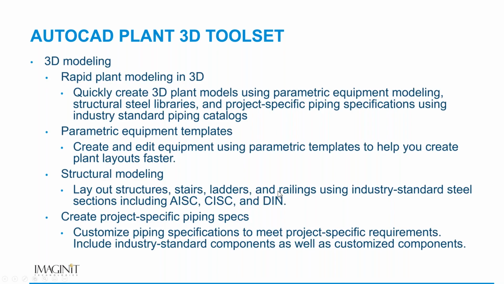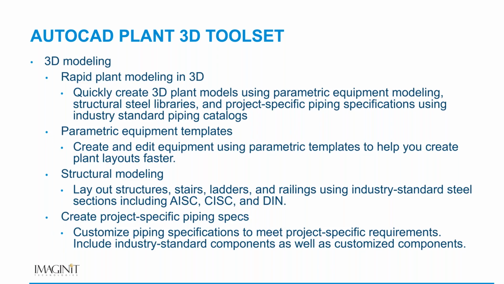And then the 3D modeling, this is the piece that's probably a little more important, is that you can do rapid plant modeling in 3D. So you can quickly create 3D plant models using parametric equipment, structural steel libraries, and project-specific piping specifications using industry standard piping catalogs. So your parametric equipment templates allow you to create and edit equipment using parametric templates. Again, these are built into the toolset to help you create plant layouts faster.